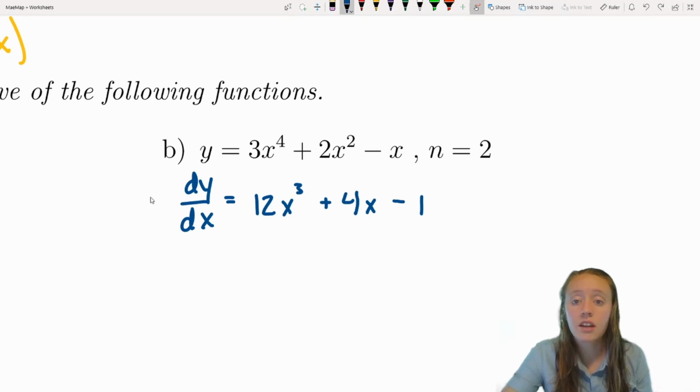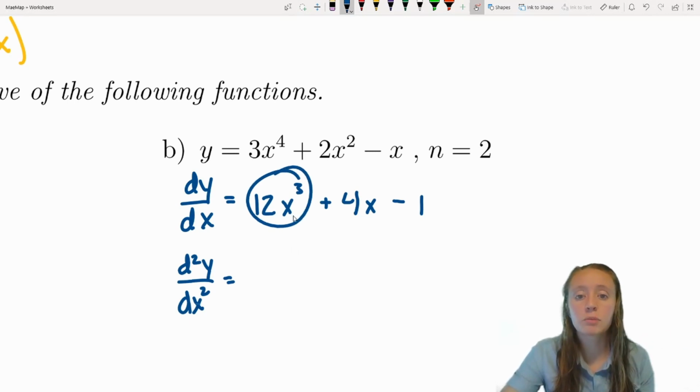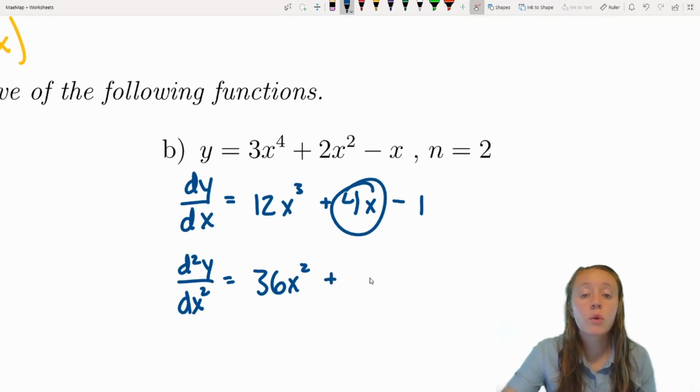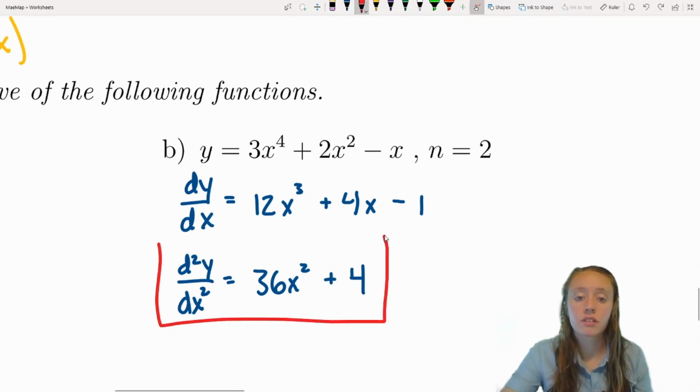So I'm going to take the derivative of dy/dx, which gives me the second derivative with respect to x of, again, the power rule mixed with that constant multiple rule. I'll bring my 3 down in front and multiply it by 12 to get 36x to the, decreasing my exponent by 1 will give me a 2, so 36x squared plus 4x becomes 4 when we take the derivative, and this constant goes to 0. So 36x squared plus 4 is my second derivative.